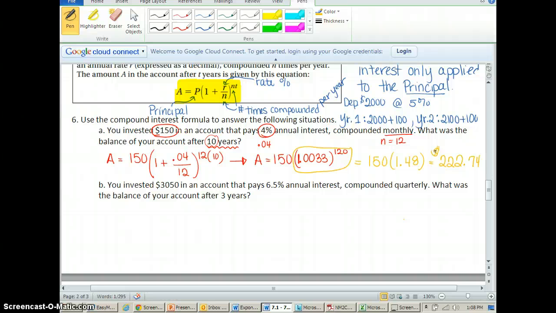which doesn't seem like that much. But imagine if I had put in $1,500 or $15,000. That would be a fair chunk of change over 10 years of time. So, you know, it kind of pays off to save your money. All right. Go ahead and try part B. If the teacher will go ahead and pause this while they work out part B on their own, and then we'll come back together.